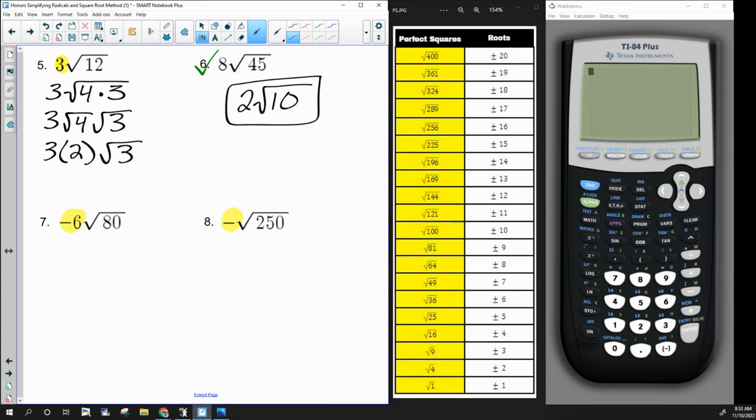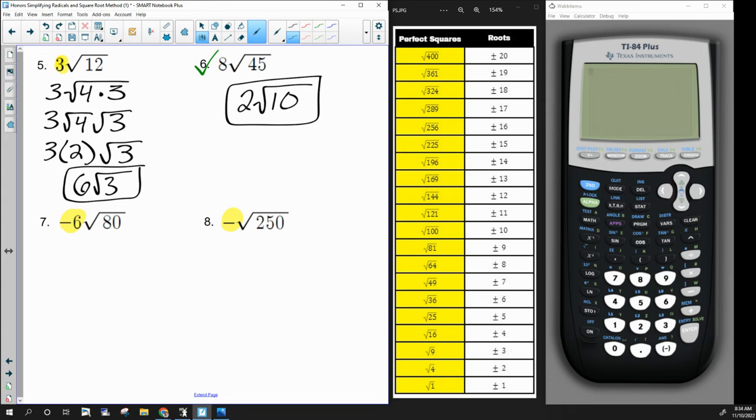Now, to finish this off, I'm allowed to multiply 3 and 2 together. I'm not allowed to multiply 2 and the square root of 3 together. Anything not under a root, you can multiply together. Anything that's under roots, you can multiply together, but you can't mix and match. So 3 times 2 is 6. Bring down your square root 3. And we're simplified.